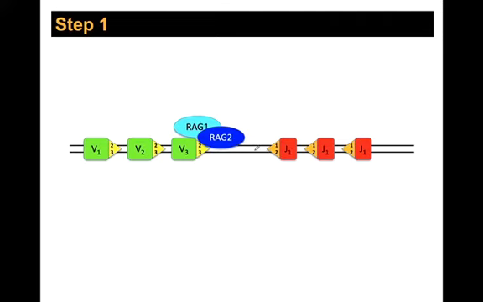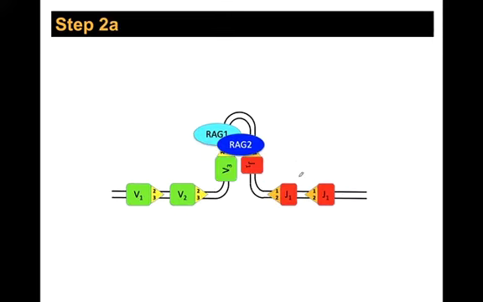So the first thing to come in are the RAG1 and RAG2. Now in reality, it would be a little cluttered if I put everything on here. There would be a RAG1 and RAG2 over here too. And they're bringing those 12 and 23 RSSs together. It looks like something like this, okay?